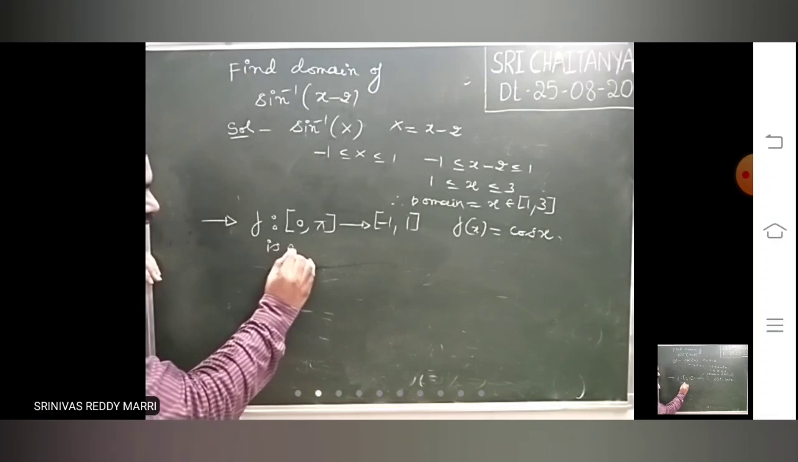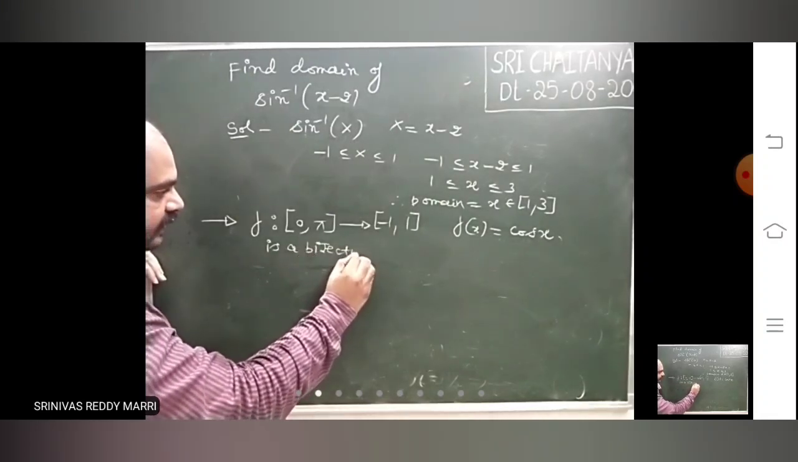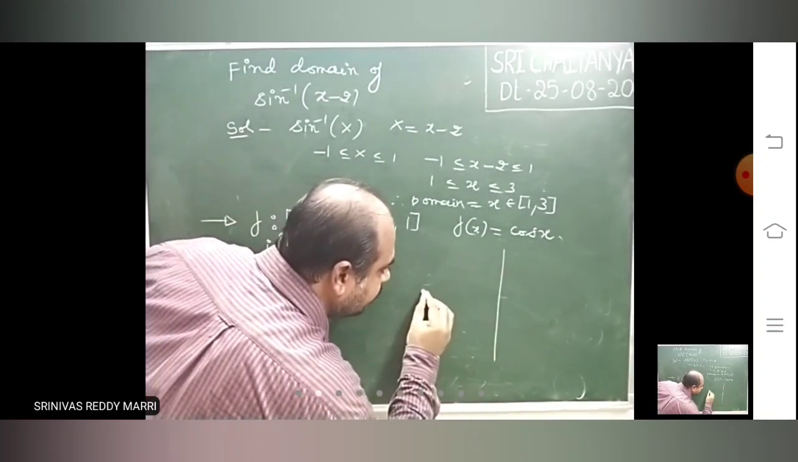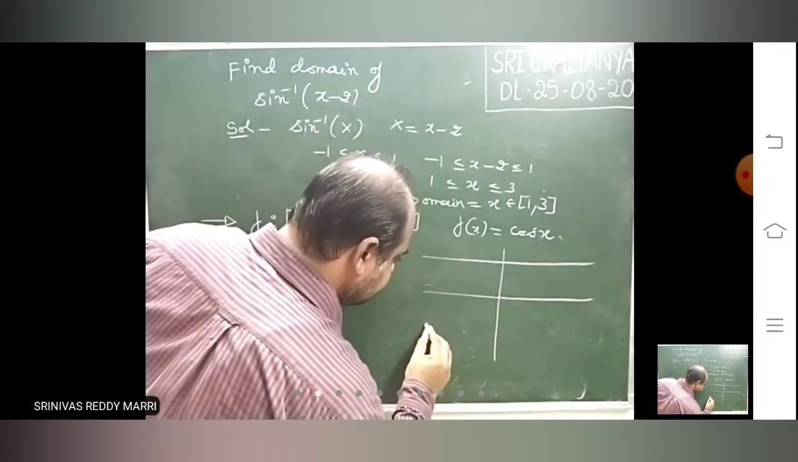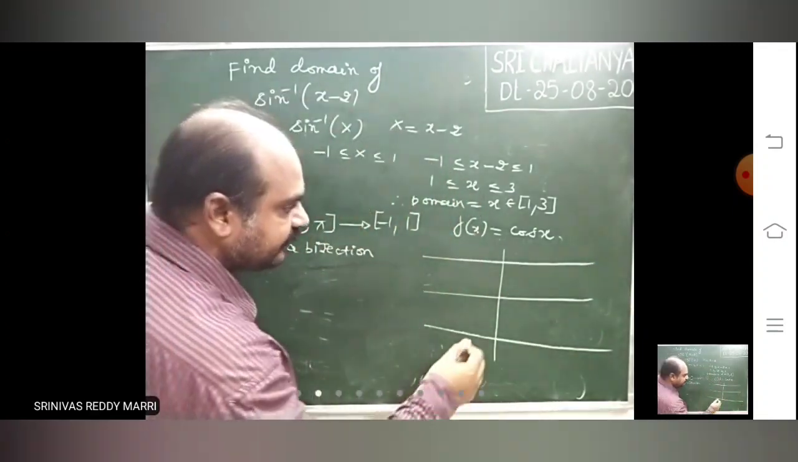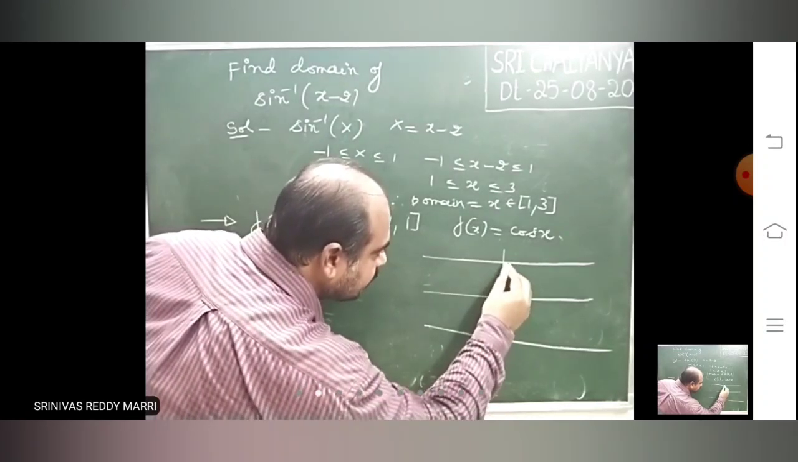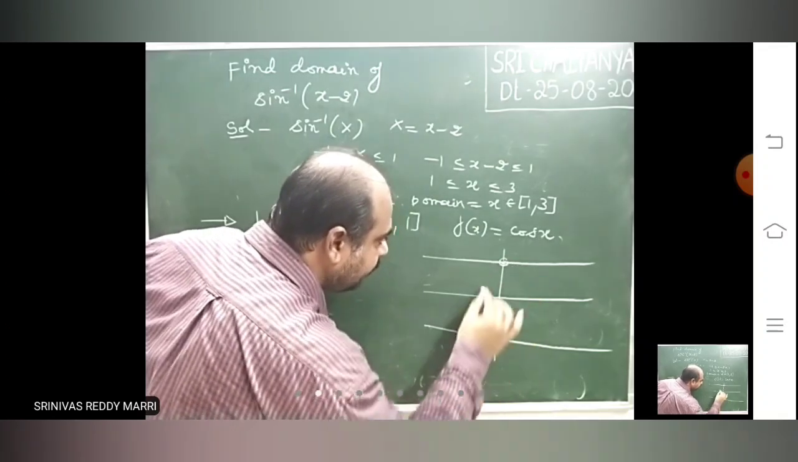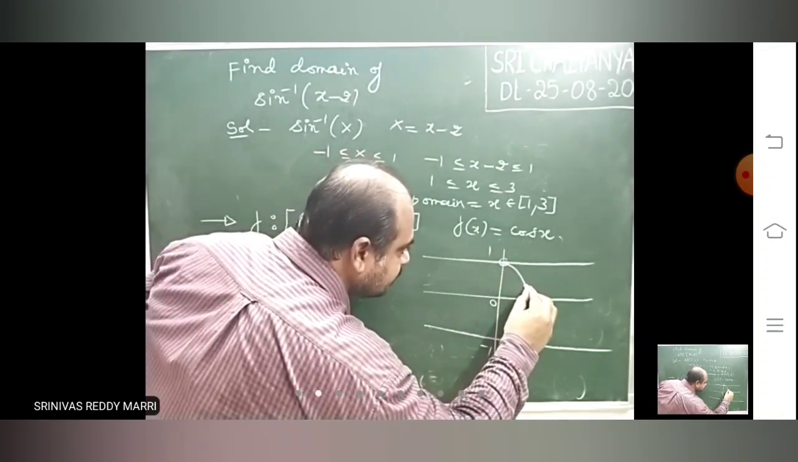It will be a bijection. If you look at the graph of cos x, I am drawing the graph, you can observe how the range will be. Look at 0, the graph will be here. At 0, it will be 1, -1, 1. Cos x graph will be like this.